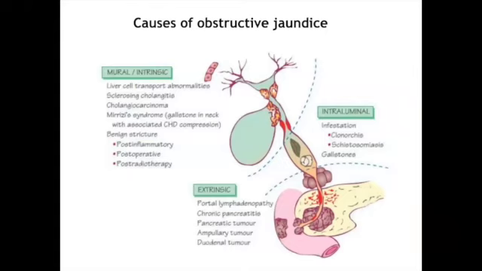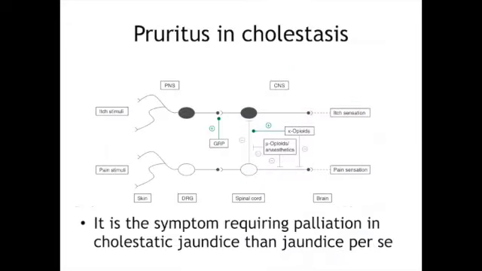So this is the pictorial representation of the causes of extrahepatic biliary obstruction. It can be mural or intrinsic causes, or it can be luminal causes like stone, or it can be extrinsic causes by tumors which infiltrate the bile duct.